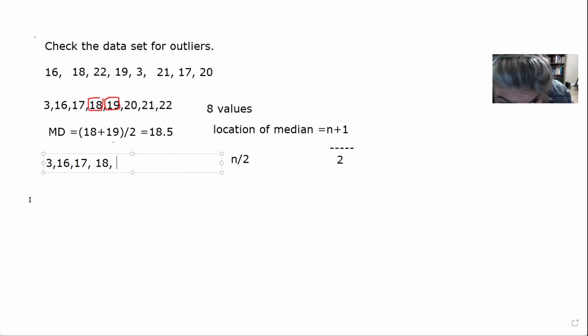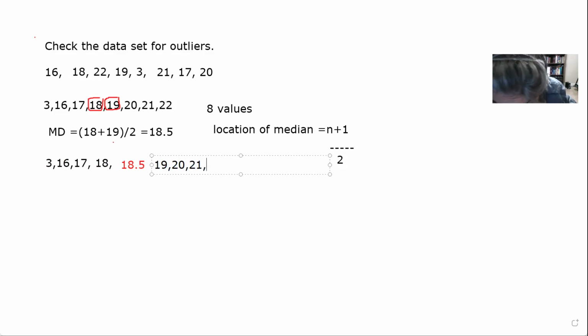I'm going to do something here and change this. This is 18 and a half, which was our median, right? Notice that our median wasn't in our original data. That is perfectly fine. You can have a median that's not in your data set, and we do. 19, 20, 21, and 22.